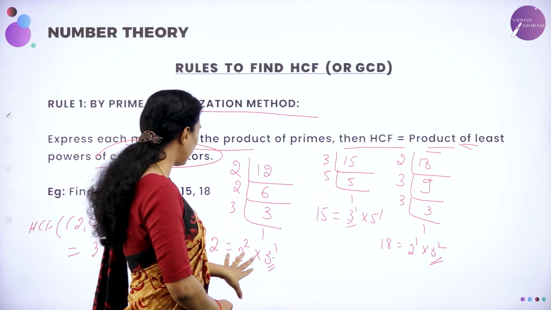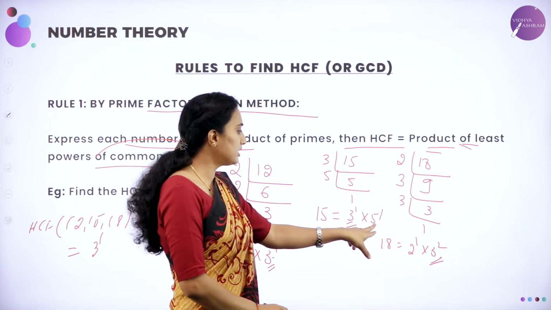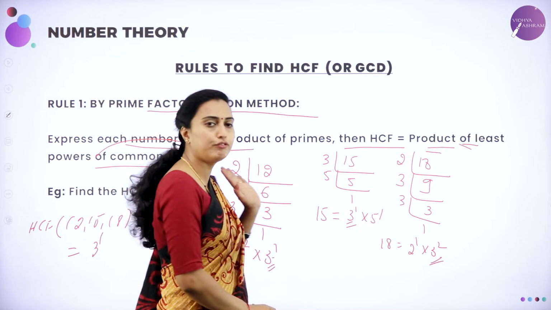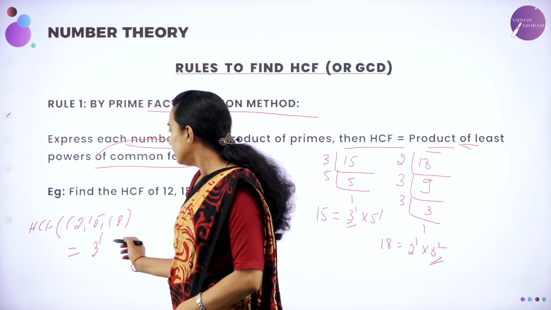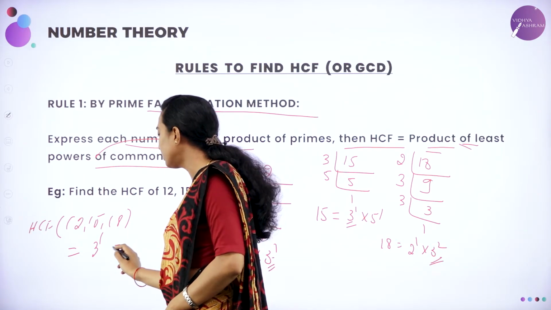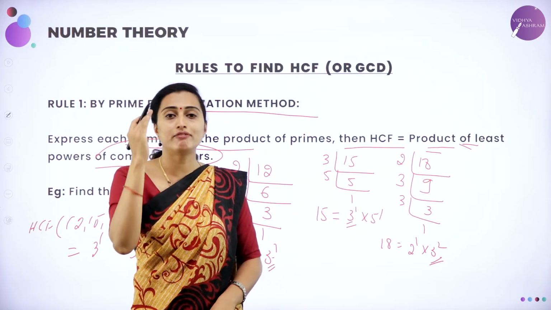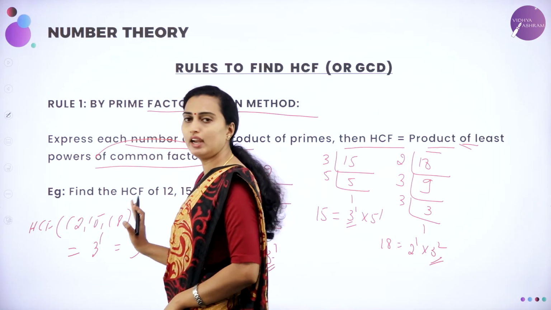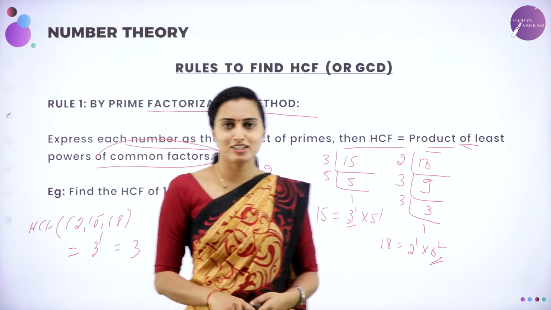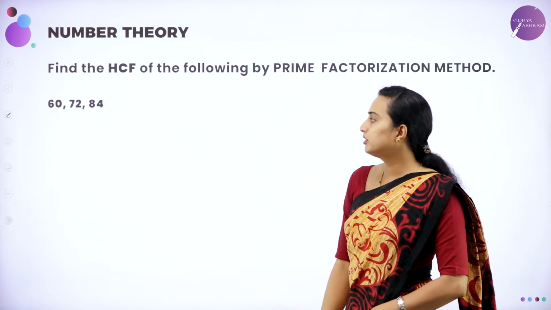And then you need to check any other number. 5 is here, but 5 is not here. Therefore, 5 cannot be written. So therefore, this is only the number 3 power 1 which gives you 3. So 3 is the highest common factor of 12, 15 and then 18. Understood this one? Next we'll be moving on to the problem.